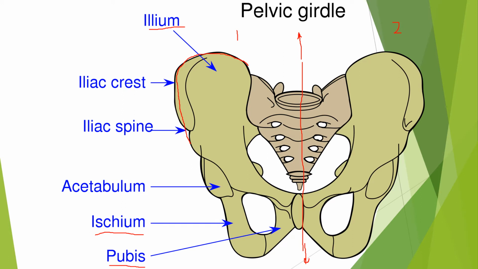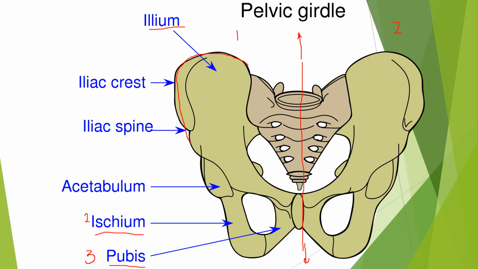The second bone, that is ischium, is forming the lower and back part of the coxal bones or simply hip bone. And the third bone that is present in the coxal bone is the pubis, and it is a forward facing bone, means it is present on the front side or the anterior side of the body.